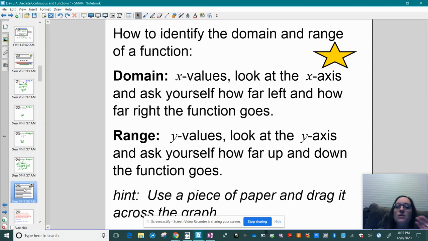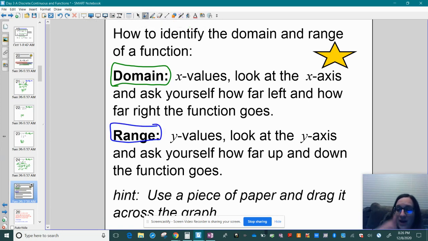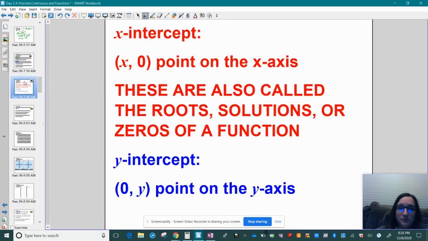How to identify the domain and range of a function. You know this vocab. I'm throwing it at you again. Here we go. So domain is our x values. So we look at the x-axis and ask how far left and how far right the function goes. So what are our x values? Make sure you're looking at your x-axis. Our range is our y values. So look at the y-axis and ask yourself how far it goes up, how far it goes down. You can use a piece of paper to drag across the graph. That helps, and we'll practice in class if you would like to.